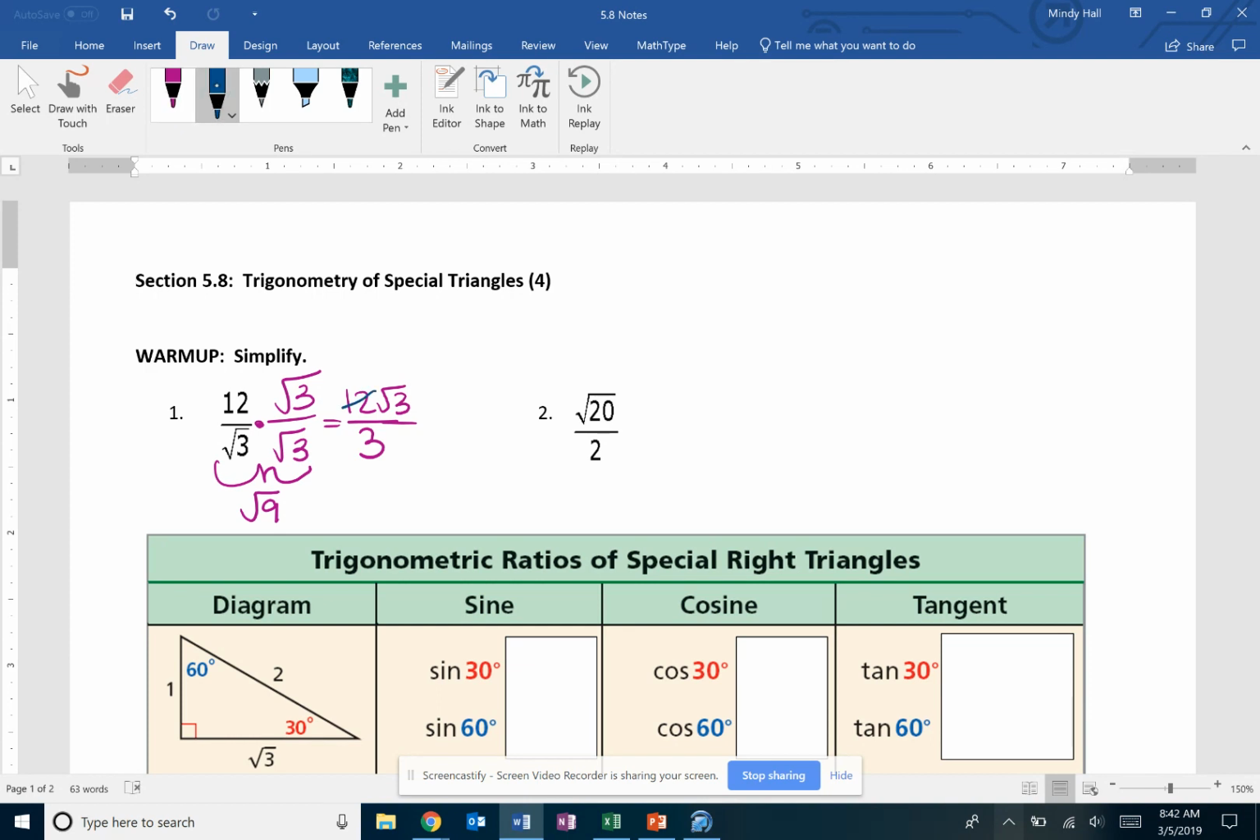And then 12 and 3 can simplify. That'd become a 1, and that'd become a 4. So then our answer would be 4 square root of 3.